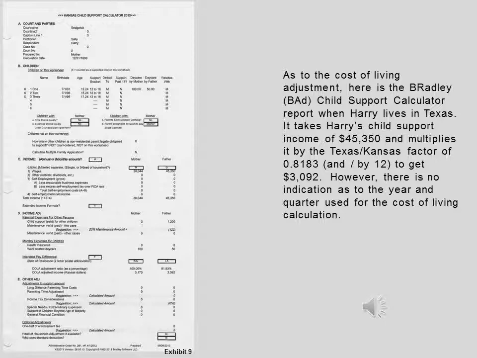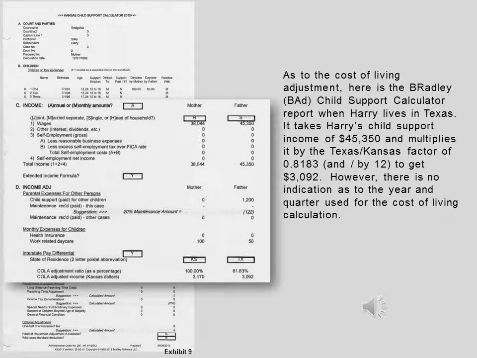As to the cost of living adjustment, here is the Bradley Bad Child Support Calculator report when Harry lives in Texas. It takes Harry's child support income of $45,350 and multiplies it by the Texas-Kansas factor of 0.8183 and divided by 12 to get $3,092. However, there is no indication as to the year and quarter used for the cost of living calculation.